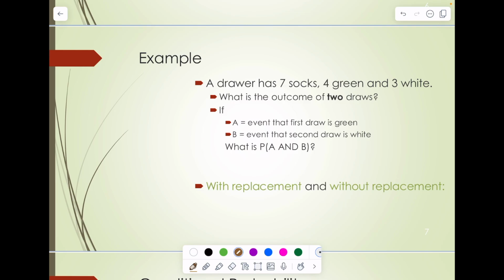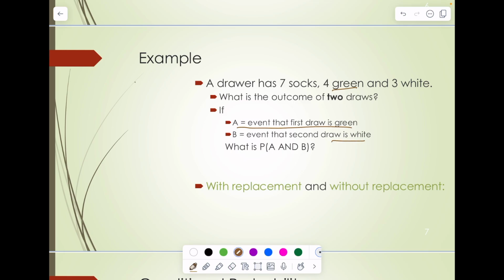Now this simple example is basically the same idea as if I had a population of 1,000 SVU students and I had to select some of them, right? I had to randomly sample from that. Okay, so I've got 2 different draws. Event A is the event that the first draw is green, is a green sock, and event B is the event that the second sock is white.